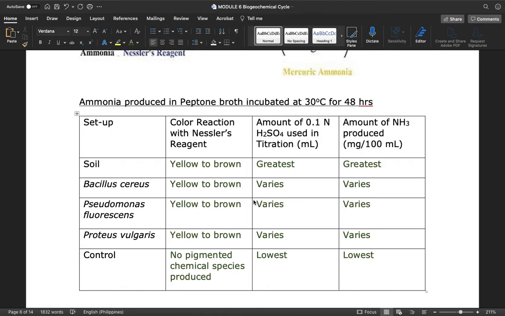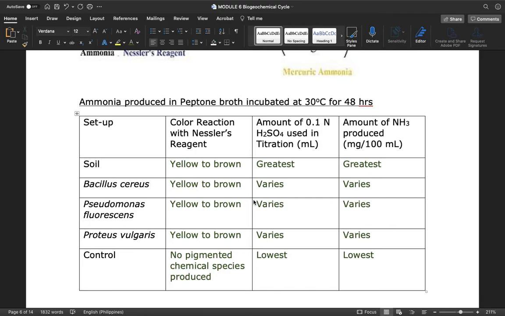We expect that the soil setup will have the most requirement in terms of H2SO4, while the others will of course vary, and the control will probably require just one drop, and then it's titrated, because of course we expect the control to be neutral already, its pH. Okay, now next column.